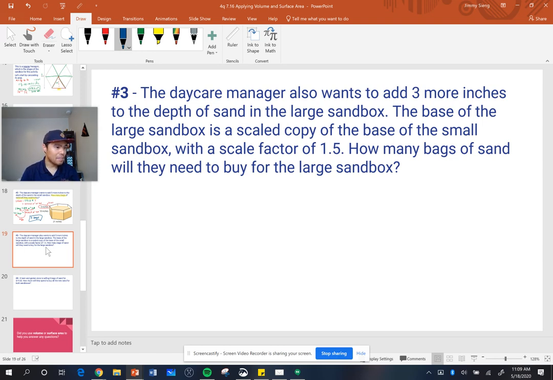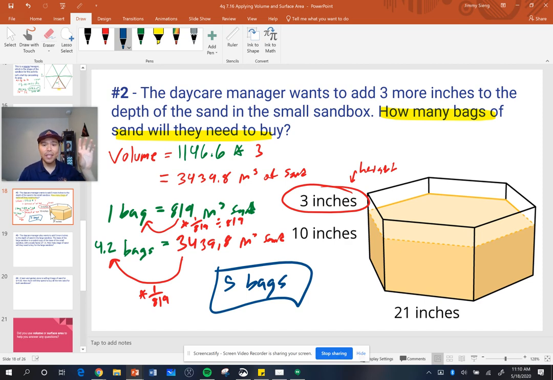Okay, let's take some small steps with this one. This one's pretty heavy, right? We got a lot of stuff going on here. So the daycare manager also wants to add 3 more inches to the depth of sand in the large sandbox. So we had 2 sandboxes. What we just did was the small one. Now we got a large one, right? That we're going to add 3 more inches. So it is similar to this image, but it's a lot bigger, all right?